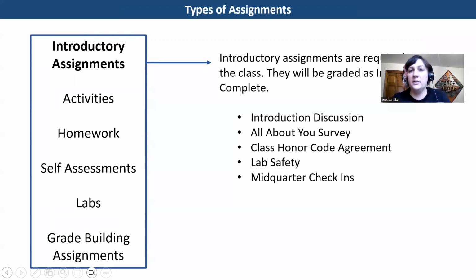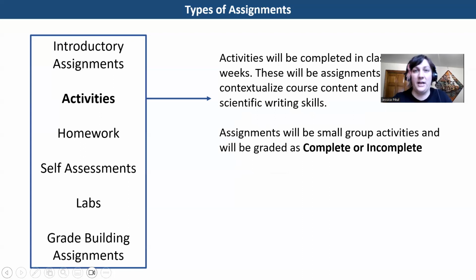So these are all complete or incomplete. You can just take as many iterations to do them as you need to, although most people could just do them and be fine. We'll have a handful of activities, about 4 of them throughout the quarter. These are assignments that aren't homework or an assessment of any kind or lab, but they either contextualize the material we're talking about, or they help us refine our scientific writing skills. And these will be completed in class.